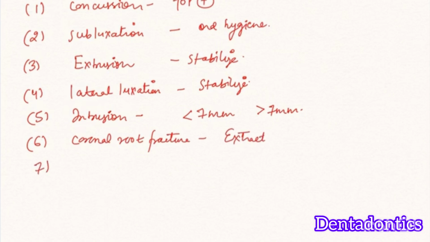Then the alveolar bone fracture. In case of alveolar bone fracture in primary dentition, we will do the splinting, or because the bone is very soft and pliable, we'll use the gunning splint to immobilize the fractured alveolar bone.